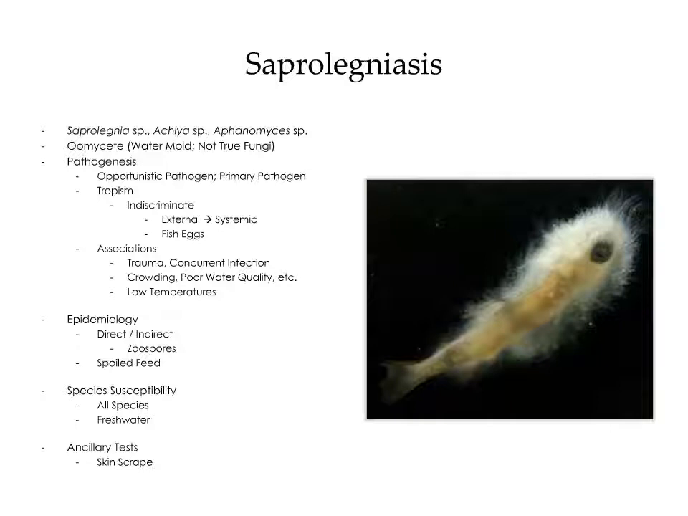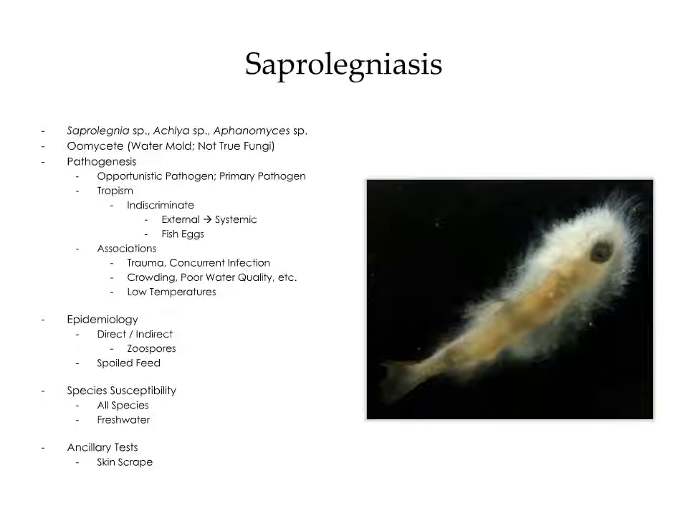Some of the species are opportunistic pathogens, others are primary pathogens. The oomycetes are indiscriminate in what they infect. External infections typically result in systemic infections if left untreated. Oomycetes can also infect fish eggs.